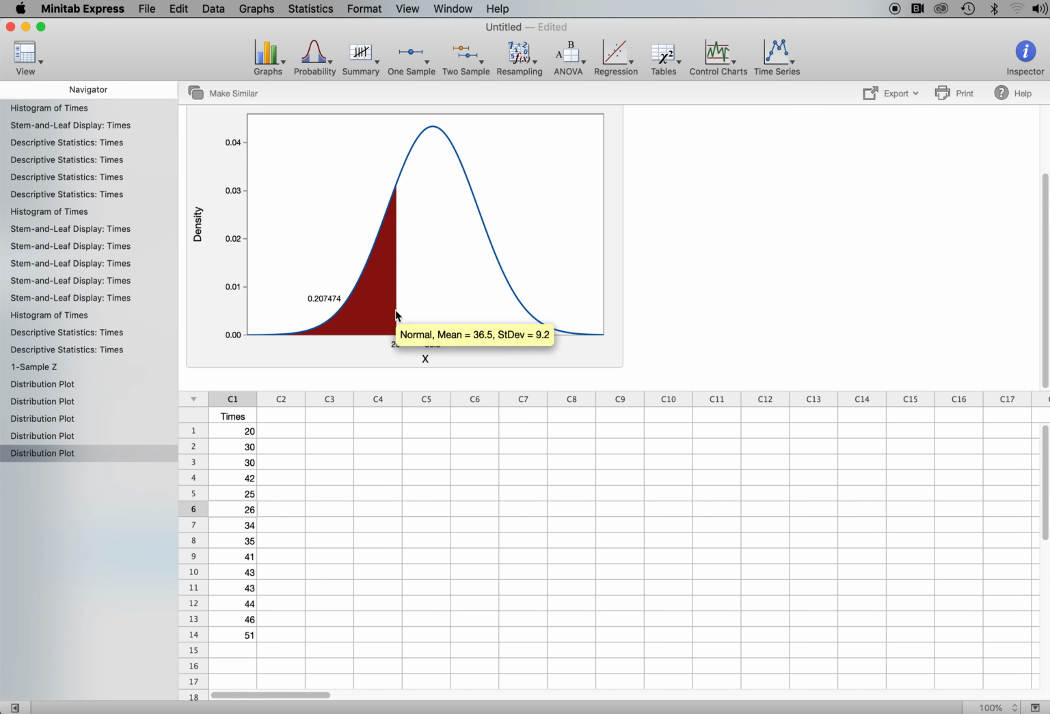So this is a great way to bypass some of that table work where you're having to do the z-score and then locate the z-score in the table in order to identify the probability. This is a way of using MiniTab to run those calculations for you.